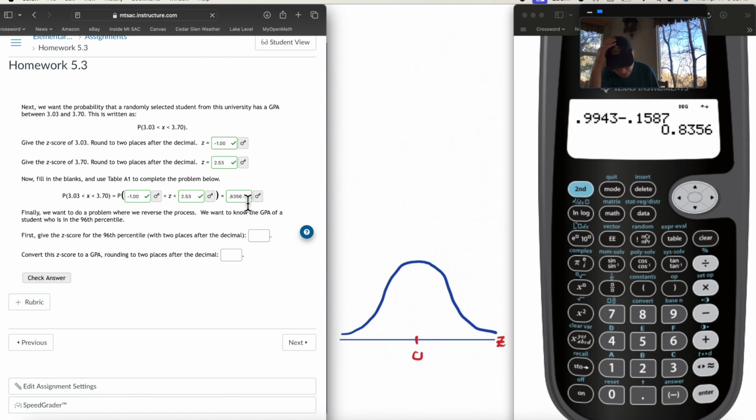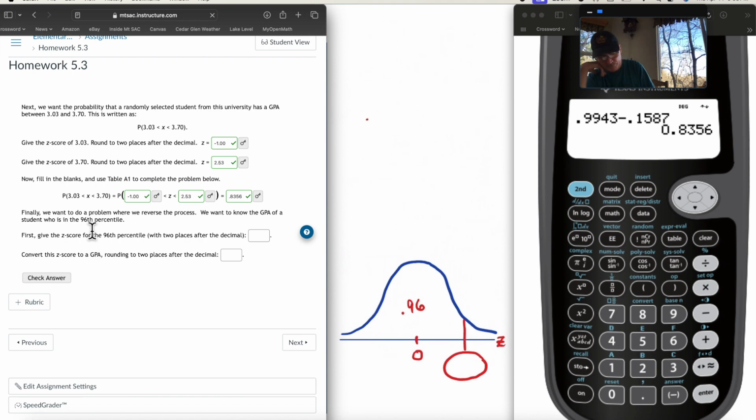Still centered at 0. Looks like we're going to find a z-score and then convert it to someone's GPA. So it says, finally, we want to do a problem where we reverse the process. We want to know the GPA of a student who's in the 96th percentile. The 96th percentile means that that student has a GPA higher than 96% of the rest of the school. So what we need to do is figure out the z-score that goes with that, and then we'll convert it to a GPA.